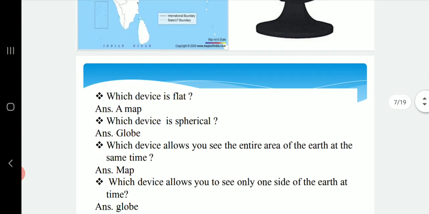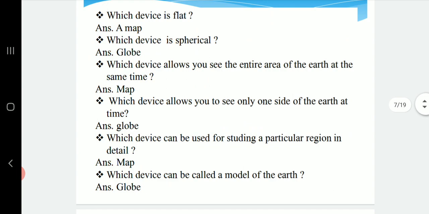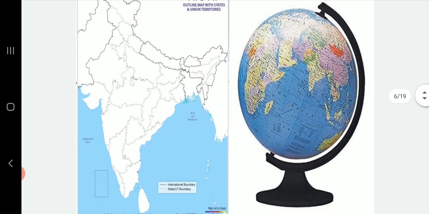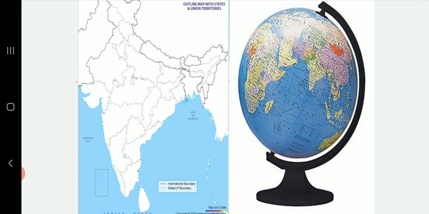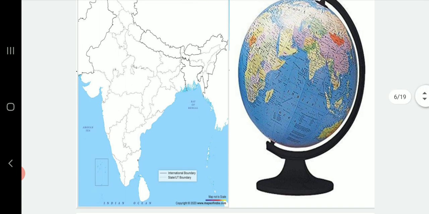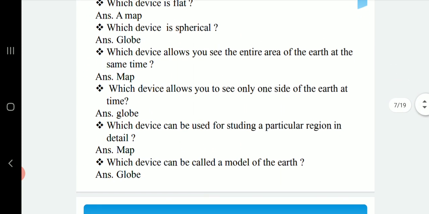Now the fifth question, see what the fifth question is here. Which device can be called a model of the earth? Now tell me, which is the model of the earth? As you all know, that is a globe, okay? We'll move to the next topic.